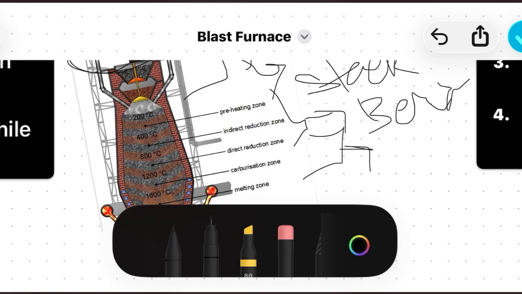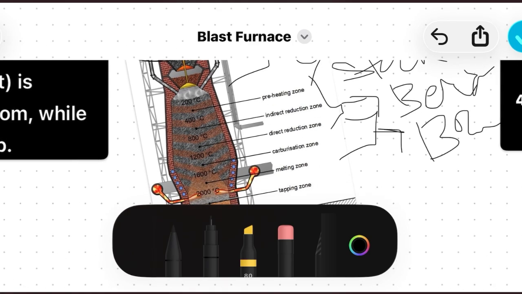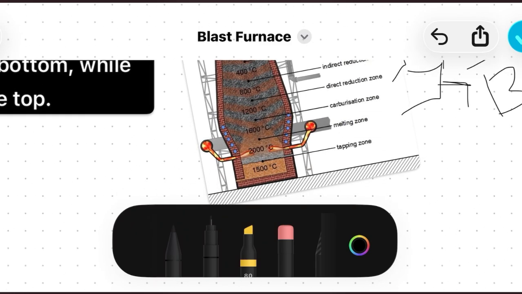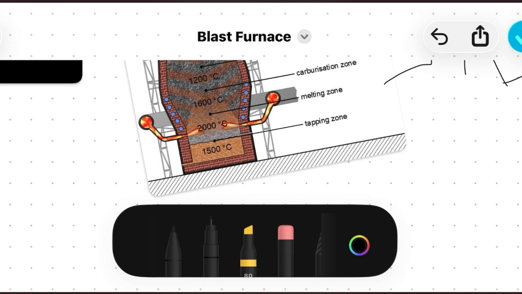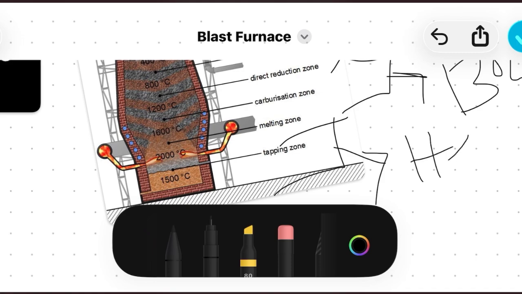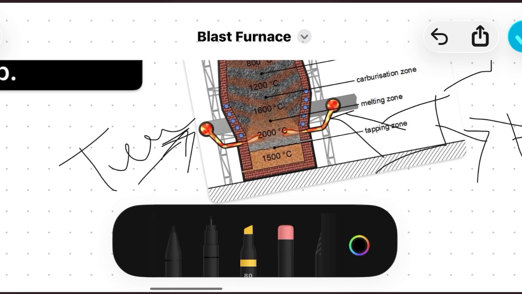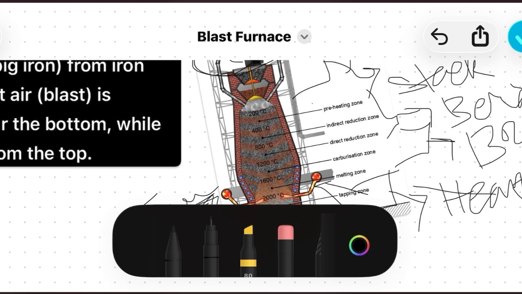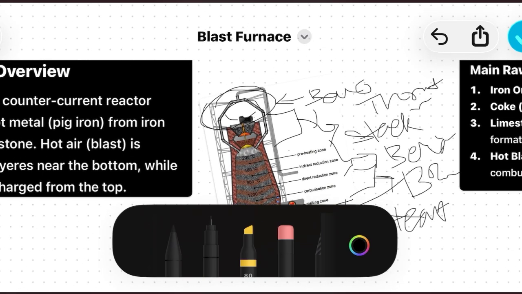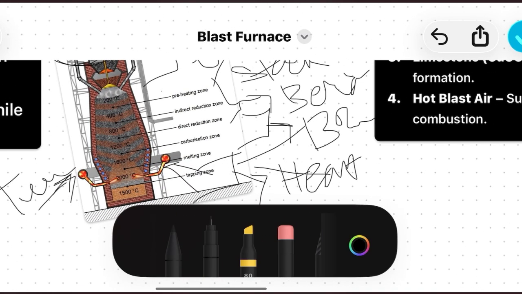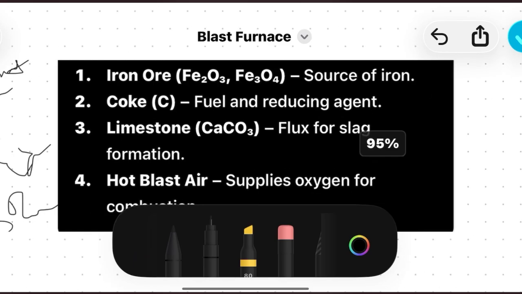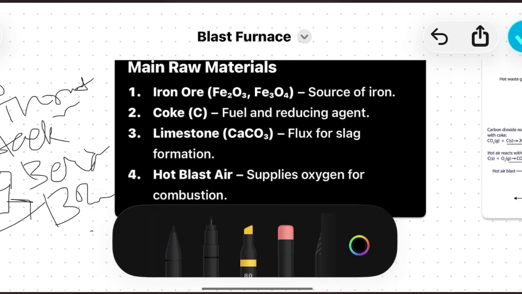Then below that belly region, it is the Bosh region, which has a temperature of around 1600 degrees centigrade. And below that, at 1500 degrees centigrade, there is a tapping region. Above that, the region is called the hearth region. There you can see the tuyeres section, where the hot air is charged into the blast furnace, and it makes the actual reaction of the process. The hot air is passed from the bottom against the descending material, thus it is called a counter-current reactor as well.